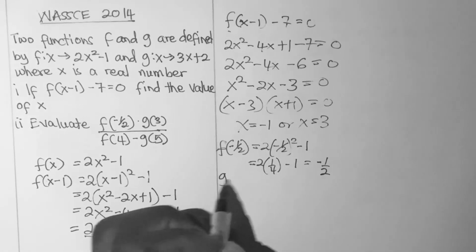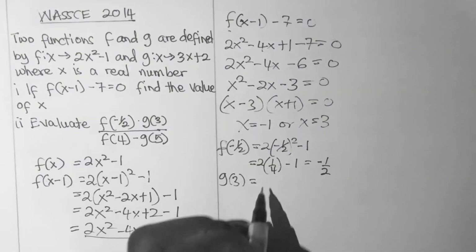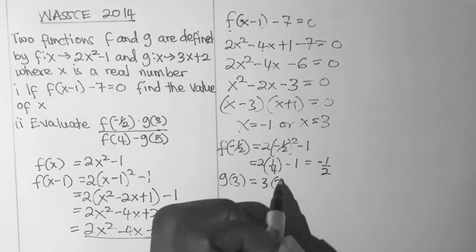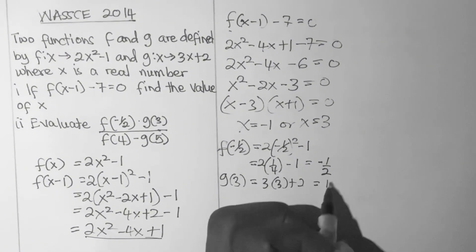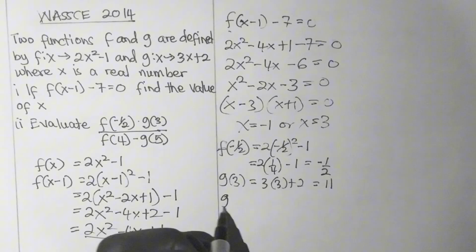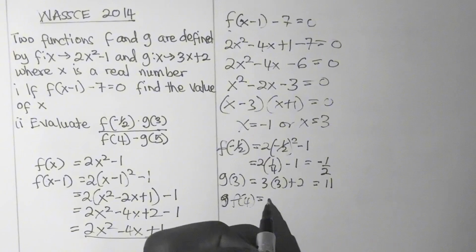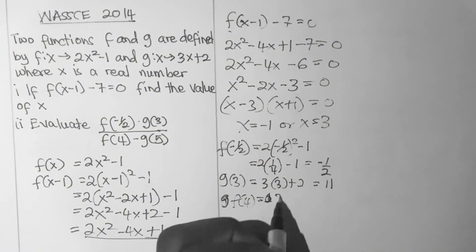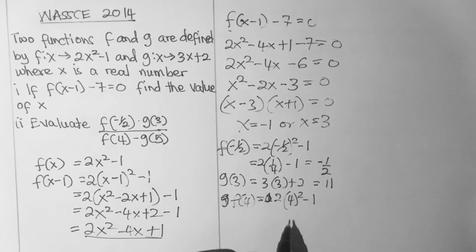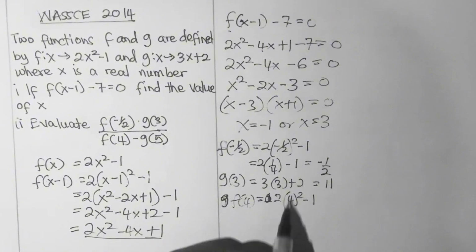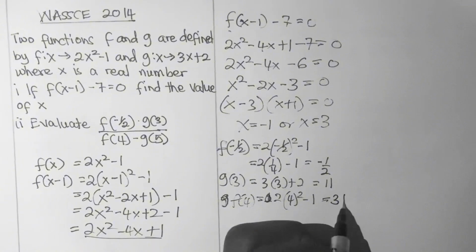Now, let's find g of 3. Remember that g of x is 3x plus 2. So g of 3 becomes 3 times 3 plus 2. And 3 times 3 is 9. 9 plus 2 is 11. Let's find f of 4. F of 4 is equal to 2 times 4 squared minus 1. And 4 squared is 16. 16 times 2 is 32. 32 minus 1 is 31.